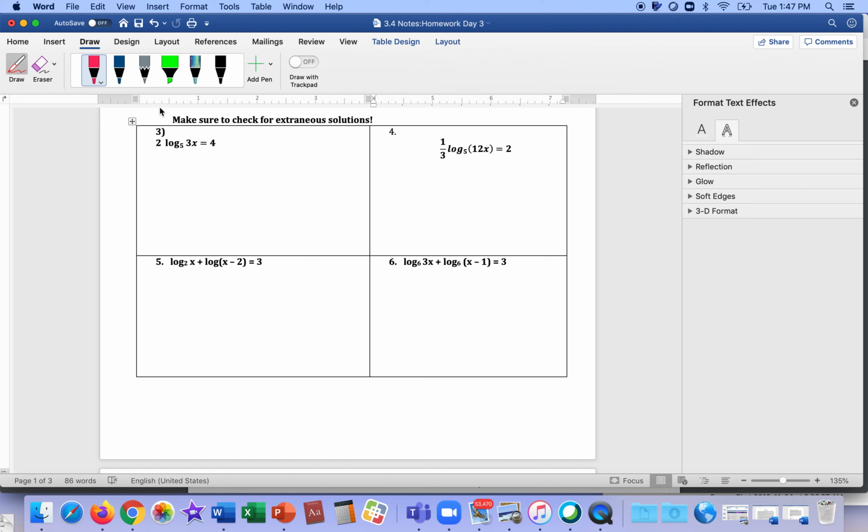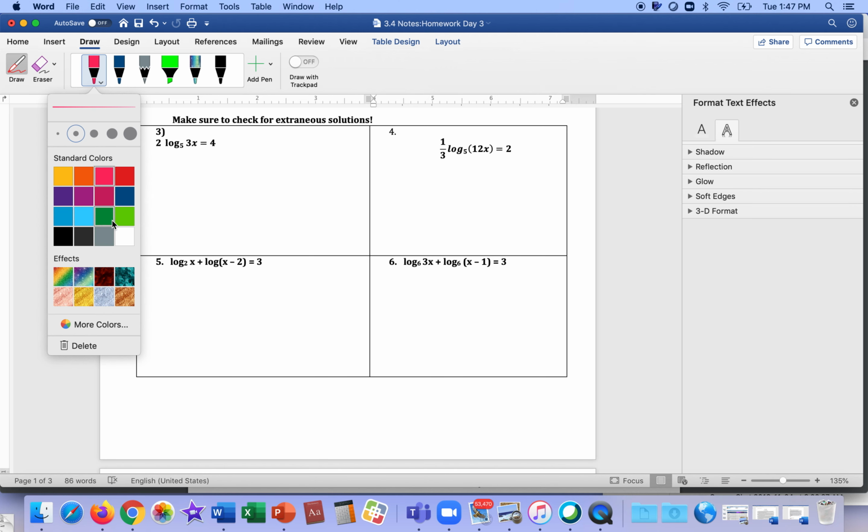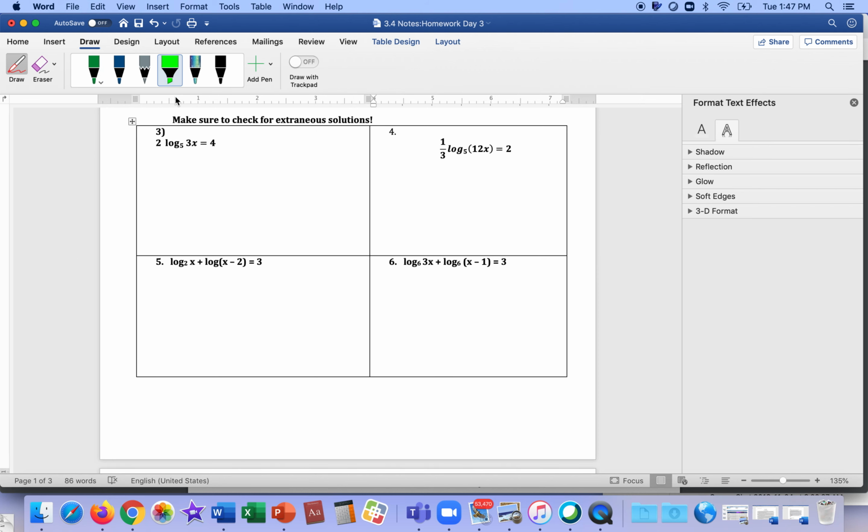So next one, for number 3. You first need to isolate the log base of. So I need to isolate log base 5 of 3x. Think of it as 2 times that blob. Think of the green as an x. So think of it as 2 times an x. Pretend this is an x. Equals 4. So you first need to divide by 2 on both sides. You isolate first.